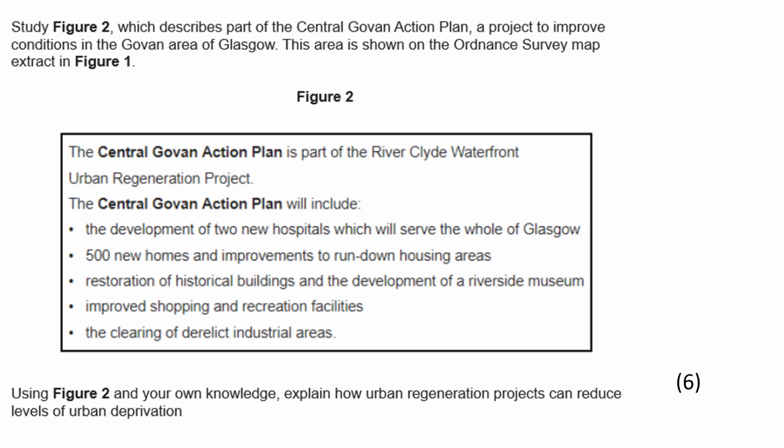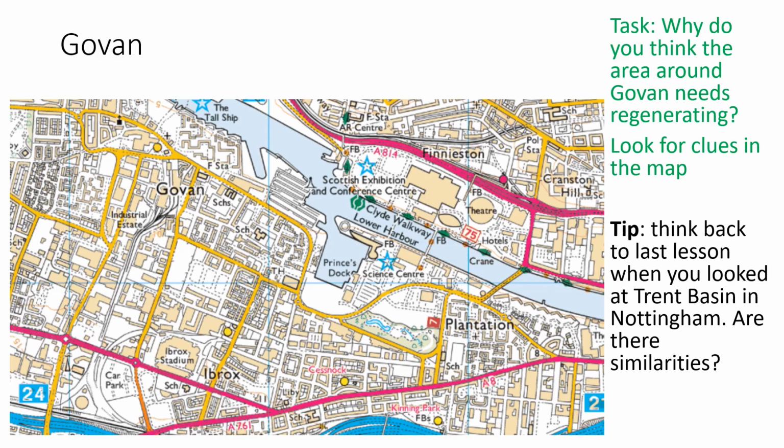The question is, using figure 2, so that's those bullet points there, and your own knowledge, so that will be the Trent Basin, explain how urban regeneration projects can reduce levels of urban deprivation. What I want you to do before you tackle this question is let's go back and look at Govan. So I've zoomed in now on that area and I've given you a better quality map. Before we address the question, we need to study this, and I want you to complete this task.